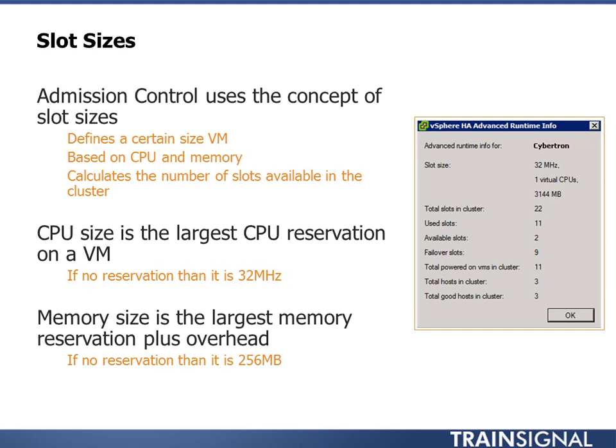Over on the right, and I'll show you this in the lab, is where you can pull this information up. Number of powered on VMs, number of hosts, number of available slots, failover slots, used slots, total slots, what my slot size is: 32 megahertz, 1 vCPU, and 3144 megs of RAM, so a little over 3 gigs of RAM. And that's out of my lab. So you can kind of see that, and we'll show that to you in the lab.